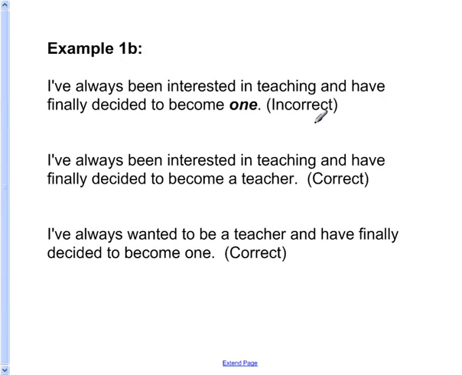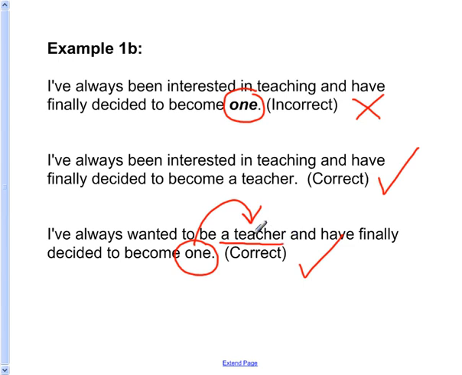Example 1b. I've always been interested in teaching and have finally decided to become one. Pronoun reference error. One is a pronoun, and it's presumably referring to a teacher, the noun, a teacher. But there's no noun, a teacher, in this sentence. A corrected sentence, I've always been interested in teaching and have finally decided to become a teacher. Another corrected sentence, if we really wanted to use the pronoun one, I've always wanted to be a teacher and have finally decided to become one. One is referring back to the antecedent, the noun teacher.